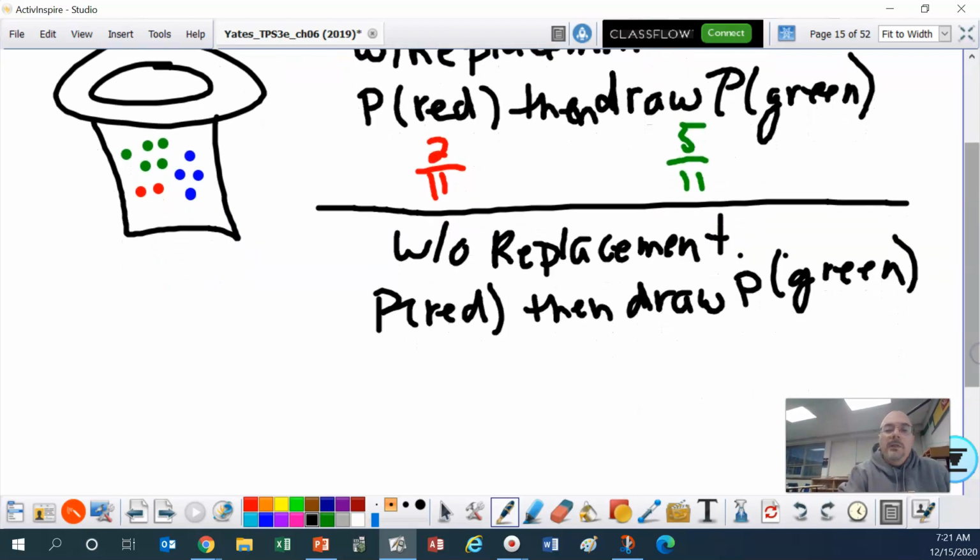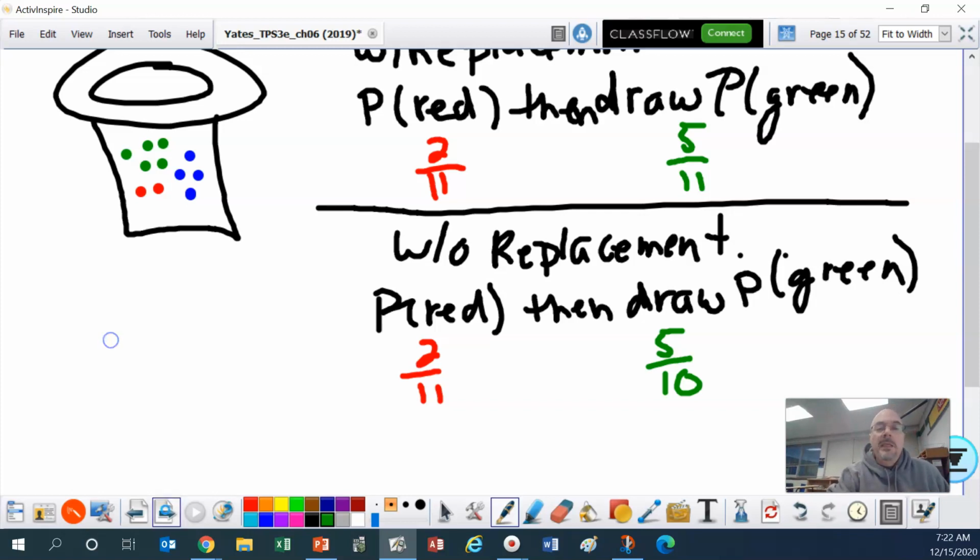Okay, well, the probability of red is 2 out of 11, but if you don't put it back, folks, the green would then be 5 out of 10 because you lost that one marble. So read carefully whether it's with replacement or without. Be careful. Whoops, that's supposed to be without replacement. Whew, I almost thought I goofed there.